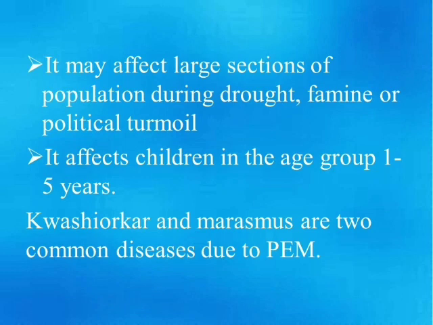So during drought conditions, there is scarcity of food, and agriculture production is not possible. Then it affects children in the age group 1 to 5 years. The children lose weight and are susceptible to infections. And in many countries, nearly half the children do not survive beyond the age of 5 years due to protein energy malnutrition. And kwashiorkor and marasmus are the two common diseases due to PEM. So we have to study about these two diseases in detail.